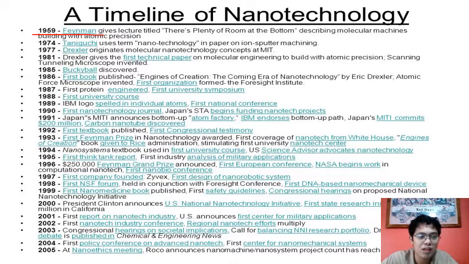Then it was followed by Taniguchi when he coined the term nanotechnology, and then the invention of the scanning tunneling microscope in 1981. So these are some of the timeline of how the technology was able to get its kickstart, from 1959 until 2005. So this is a timeline of how nanotechnology started.